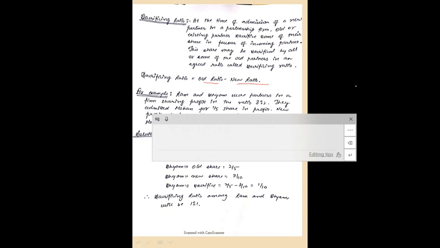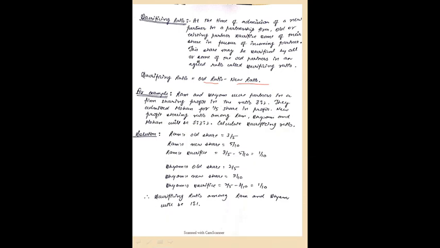So yeah, it says sacrificing ratio would be old ratio minus new ratio. So let us read the example, which says there are two partners, Ram and Shyam, who share the profit in the ratio 3:2. They admitted Mohan for 1/5 share, right? So this 1/5 share for Mohan is admitted. New profit sharing ratio amongst Ram, Shyam and Mohan now will be 5:3:2.